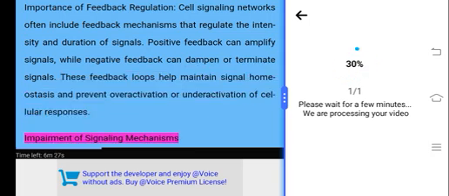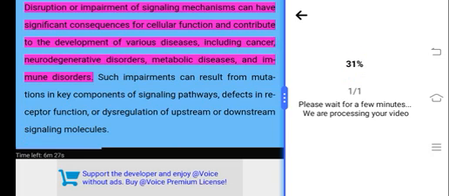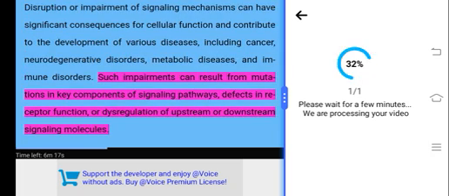Impairment of signaling mechanisms. Disruption or impairment of signaling mechanisms can have significant consequences for cellular function and contribute to the development of various diseases, including cancer, neurodegenerative disorders, metabolic diseases, and immune disorders. Such impairments can result from mutations in key components of signaling pathways, defects in receptor function, or dysregulation of upstream or downstream signaling molecules.